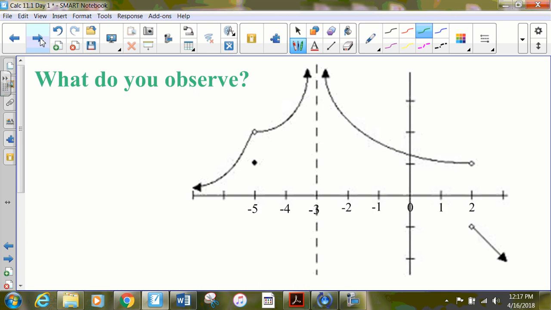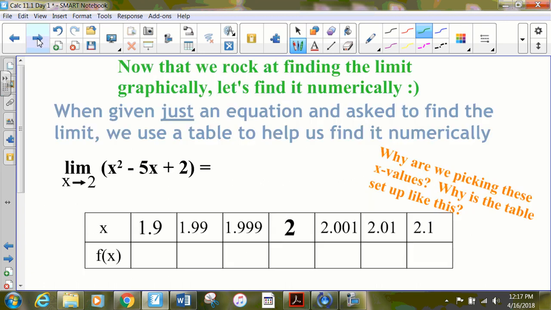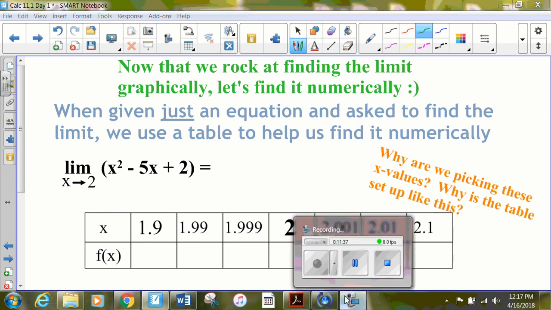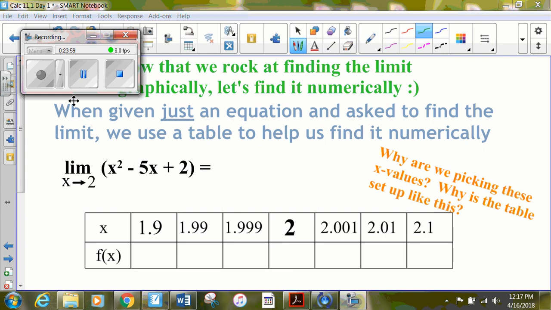All right, so another, what do you observe? We had fun with this in class. If you want to pause this and observe some things yourself, then you can. Okay, so now that we rock at finding the limit graphically, let's find it numerically. I just filled this out in my notes, so I'm going to pause, and I will be right back with the answers for these because I don't want to waste your time.